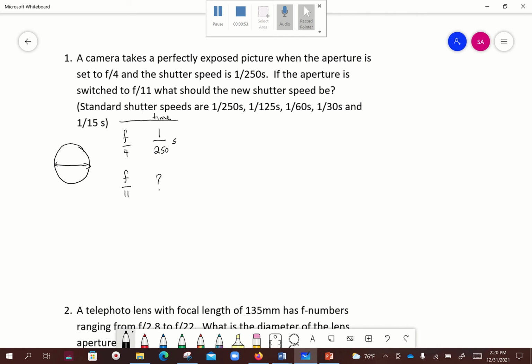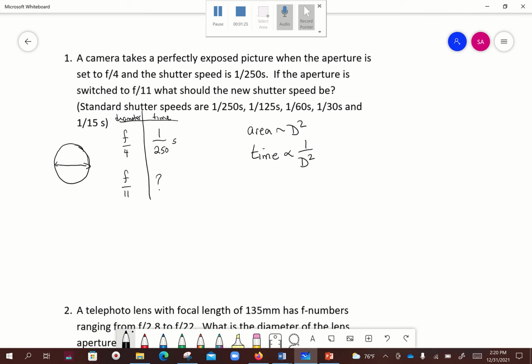the shutter speed is a time, and this f/11 is basically a diameter of the opening. So the amount of light that comes through should be proportional to the area of the opening. The area of the opening is proportional to the diameter squared, and so the time that you need to have it open for should be inversely proportional to the area. So it should be inversely proportional to the diameter squared of the opening.